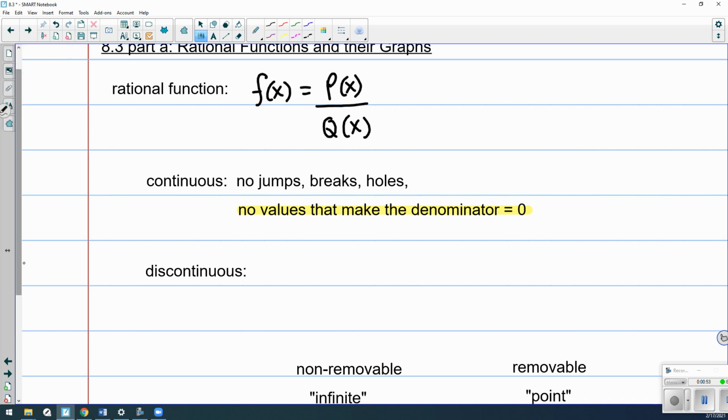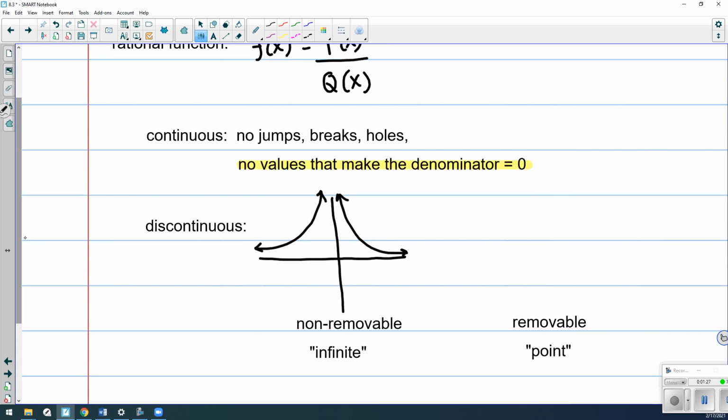Now, maybe we will have a rational function that is discontinuous, and if it's discontinuous, we're going to have two different situations, maybe one or maybe both. We might have infinite discontinuity. This is an example of something that represents infinite discontinuity. As you can see, these curves seem to be approaching some asymptote and heading off toward infinity, maybe up toward infinity or down toward infinity, depending on what the branches of this rational function look like. If you have an infinite discontinuity, we call that a non-removable discontinuity, and you'll see why in a minute.